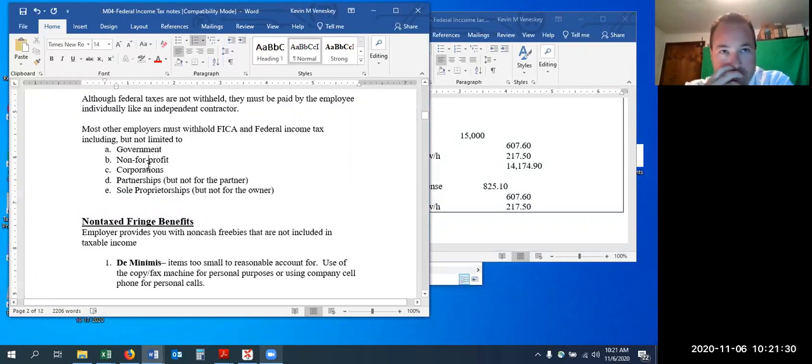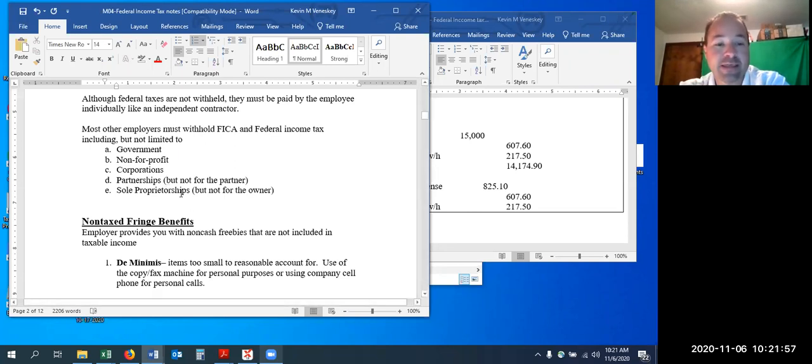Not for profits, you might think, oh, well, maybe they don't pay tax. Well, you're the employee. As the employee, you have taxes taken out. So yes, you have taxes taken out. Corporations, yeah, definitely. Partnerships, everybody that works for the partnership except for the partners. The partners are done differently. They have their own forms to fill out. They're not treated as an employee for tax purposes and payroll tax.